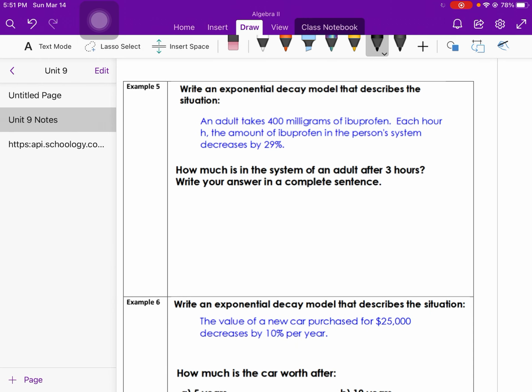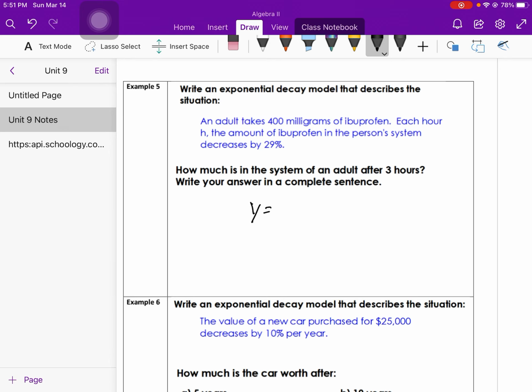Okay, just a couple more here. Write an exponential decay model that describes this situation. Okay, notice it tells us decay, so we know it's going to be the 1 minus R. An adult takes 400 milligrams of ibuprofen. Each hour, H, the amount of ibuprofen in the person's system decreases by 29%. How much is in the system of an adult after 3 hours?